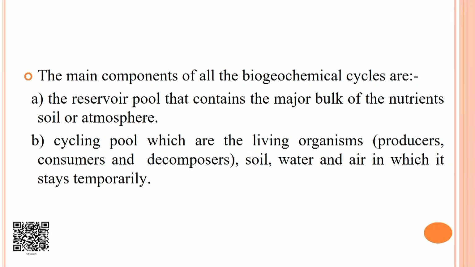Nutrients move from the non-living to the living and back to the non-living component of the ecosystem in a more or less circular manner, and these nutrient cycles are known as biogeochemical cycles. The main components of all the biogeochemical cycles are the reservoir pool, which contains a major bulk of the nutrient, in soil or atmosphere, and the cyclic pool, which are living organisms, soil, water and air in which it stays temporarily.